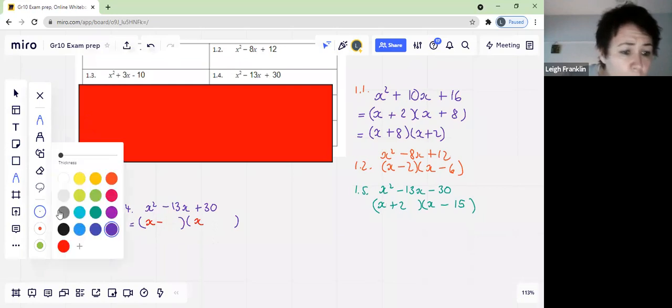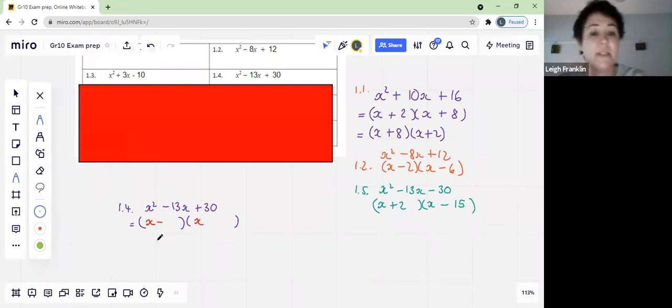And I've got no problem. If I make mistakes, please, you must let me know. Okay, so this should have been x minus 10, x minus 3. Okay, and then it would have been correct. Okay, everybody happy with that? So negative middle term, positive last term, both brackets have to be minus.